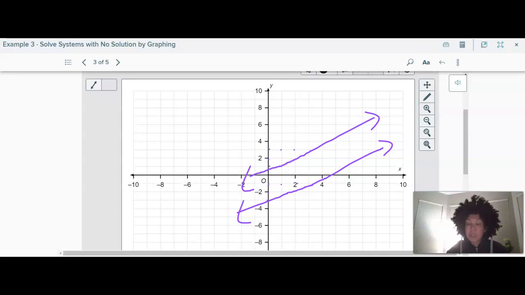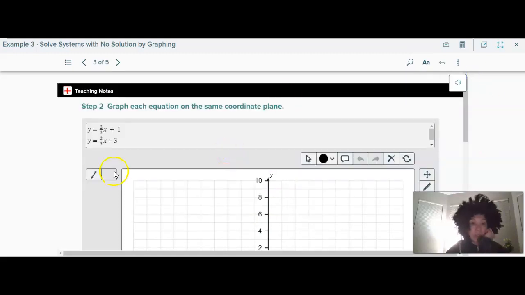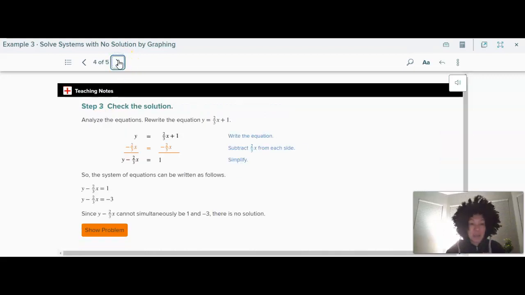But what do you notice about the equations of those lines? See anything there? Notice anything at all? Okay. If you look at these, they both have the same slope but different y-intercepts. And we said that these have no solution.